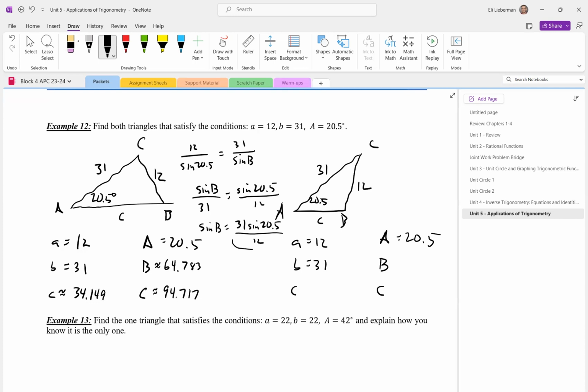Does anyone still have this value in their calculator? What is 31 times sine of 20.5 over 12? 0.9. 0.905. 5-ish. Okay.